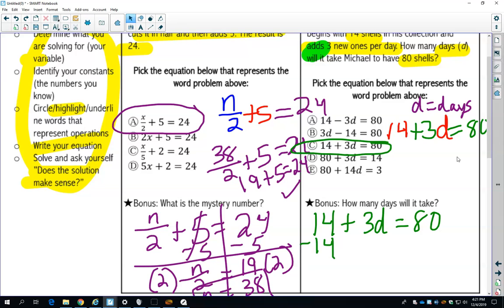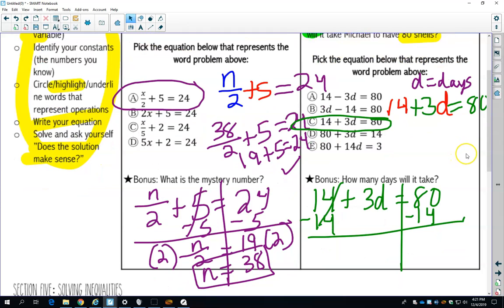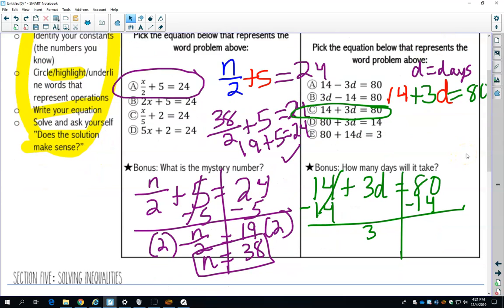We're going to subtract 14 from both sides. This cancels out. 3d is going to be equal to 66. Divide both sides by 3. And d is equal to 22.